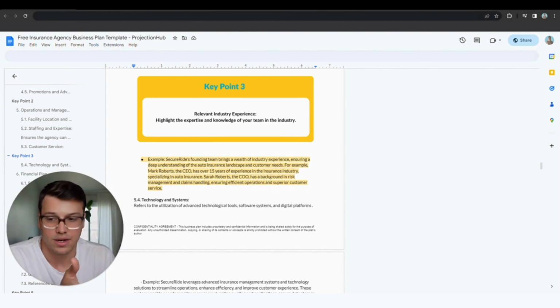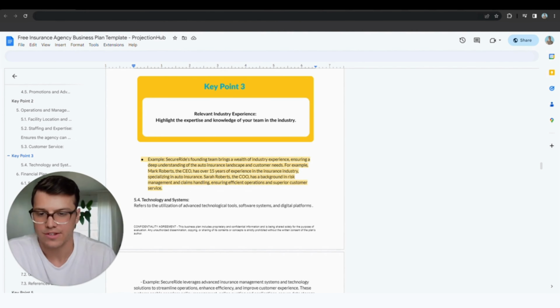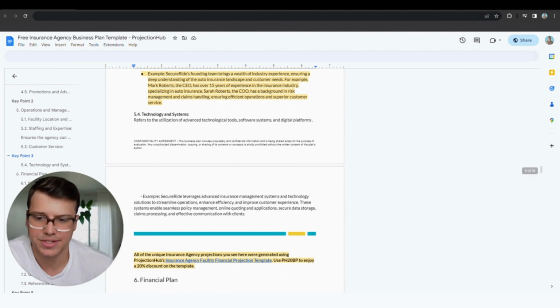Especially in an industry like insurance, it is highly specialized. There are certifications involved and that kind of thing. So you're likely going to need to have worked in the insurance world for some amount of time before trying to start your own, or at least make sure you have an executive or a very key employee on your team that is an expert in it and can help you through that. So make sure you highlight that experience.